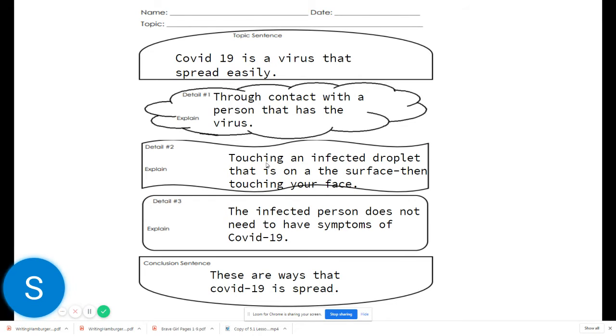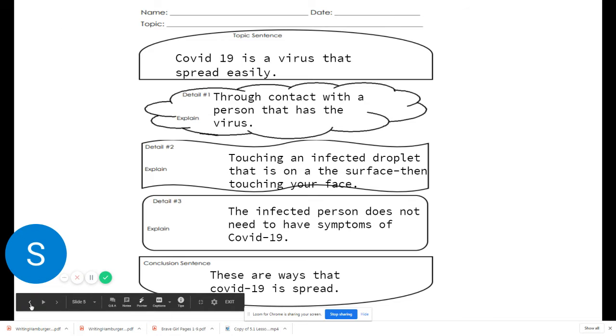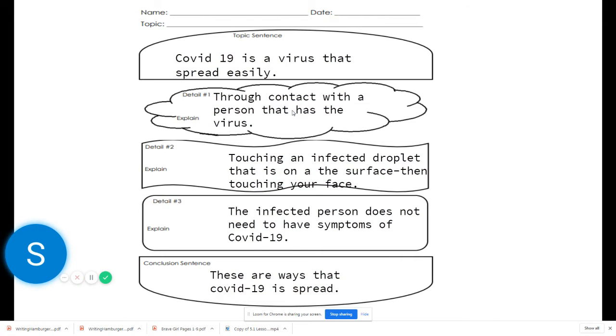Now I'm going to put my supporting details. Everything that says how COVID-19 is spread. So my first detail I wrote, let's go back. The first detail I wrote is through contact with a person that has the virus. That's my first detail, my first fact. My second detail is touching an infected droplet that is on the surface and then touching your face. So infected means it has the virus, it has COVID-19.